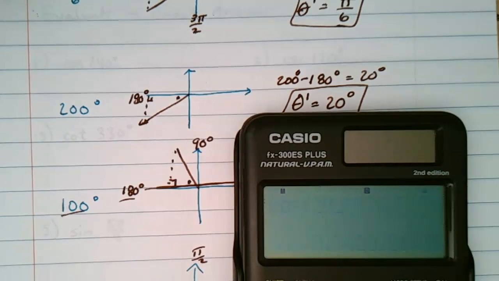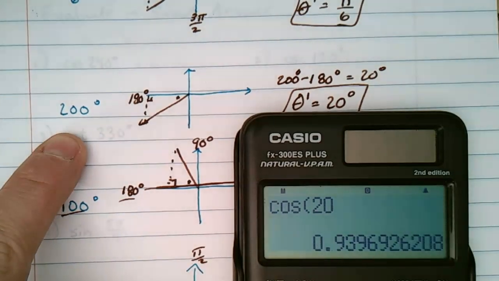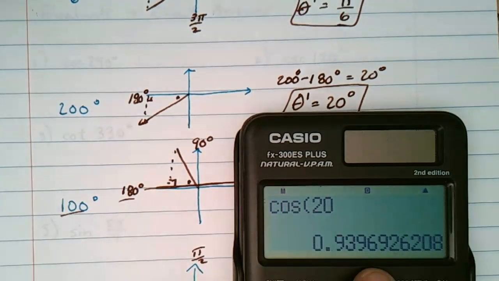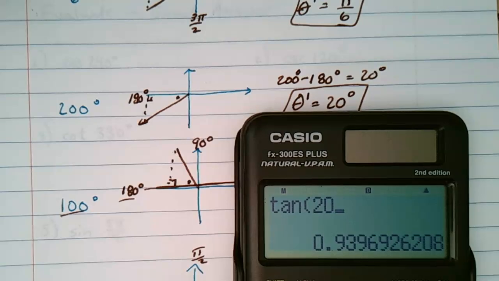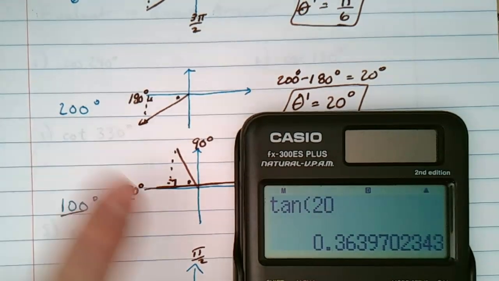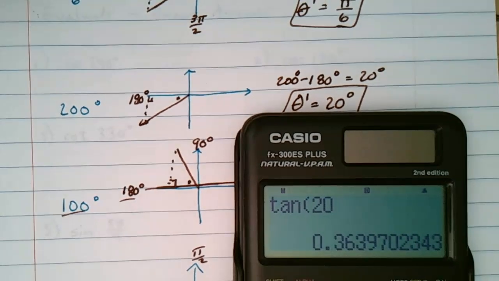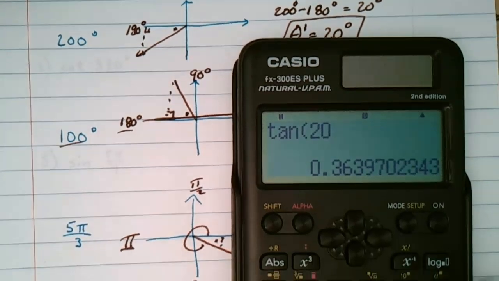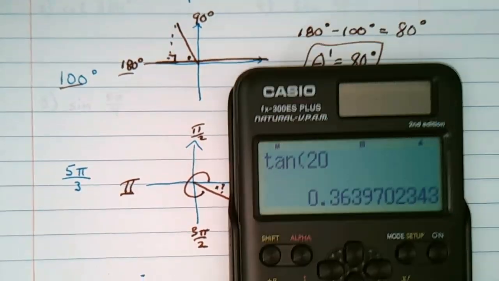Cosine of 20. If you ask me the cosine of this angle, it's going to be that answer with a negative in front of it. And here's the fun part. Tangent of 20 is that number, and tangent of 200 is also that number. Why? Because tangent's positive in quadrant 3. Let's try one more and see if this makes sense to you.